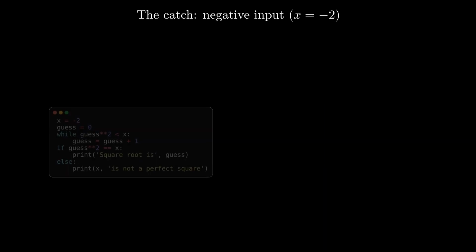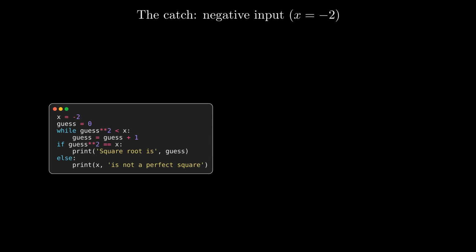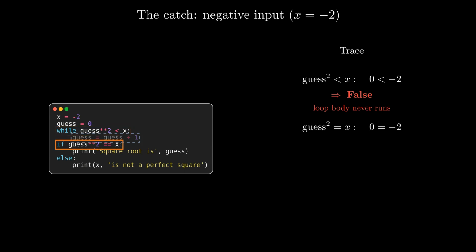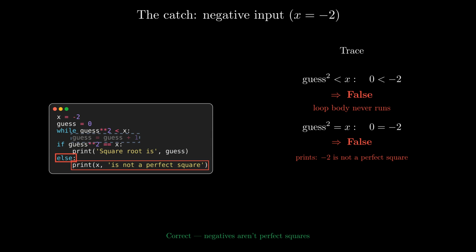There's a catch. This works for any positive number, however large, but it breaks on negatives. Watch y with -2. Guess starts at 0. The loop asks, is 0 squared less than -2? 0 squared is 0 and 0 is not less than -2. The condition is false from the very start, so the loop never runs even once. Then the if-else checks. Is 0 squared equal to -2? 0 is not -2, so we land in the else and print that it's not a perfect square. That answer is actually correct, since negative numbers aren't perfect squares. The loop simply skips itself.